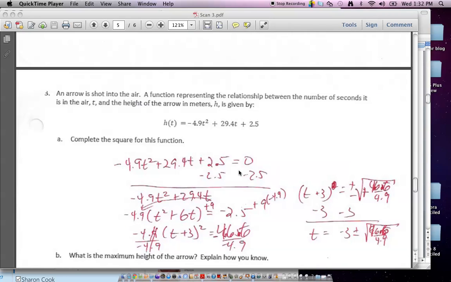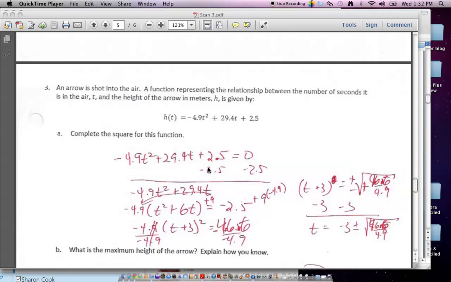All right, and now we get into this one here about an arrow being shot into the air. And again, they ask you to complete the square for this function. And boy, oh boy, is this ugly. This is just like a horrific question to ask. If the state asks this question on a Regents exam, I think there might be some math teachers who go postal. This is a sadistic question.